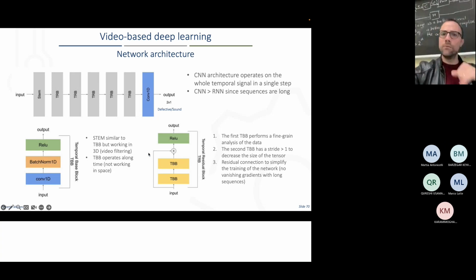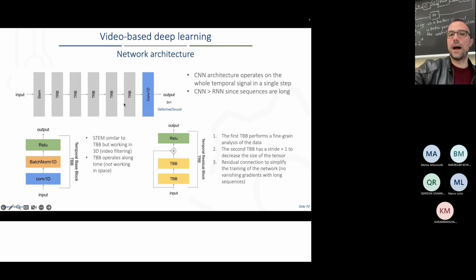Then, for example, here we used residual connection. So the input was then summed to the output of these 2 blocks for making the training faster. Okay, that is, as we know from the literature, that making this kind of connection makes your training faster. So you are reducing the problem of the vanishing gradient that we've seen 2 days ago.